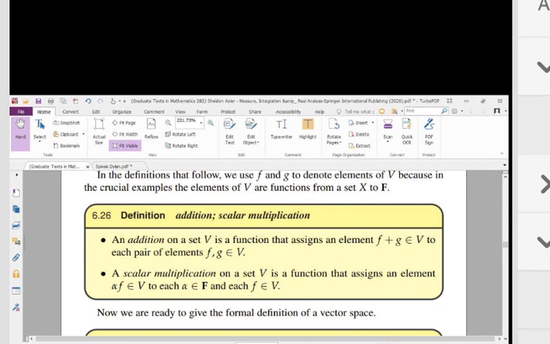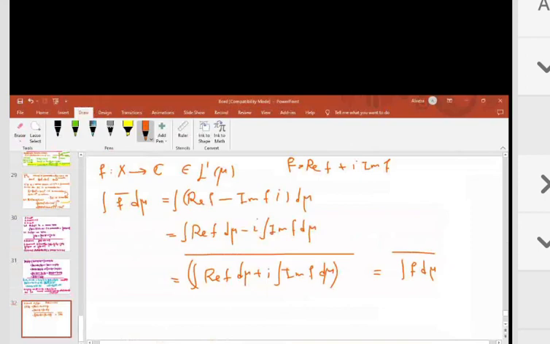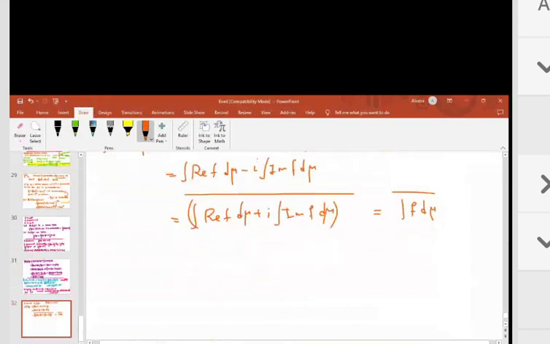Let V be a set. An addition on a set V is a function that assigns an element f plus g in V to each pair of elements f and g in V. And a scalar multiplication on a set V is a function that assigns an element alpha f in V to each alpha in F and each f in V. So we have two operations, one binary operation and another function such as this.